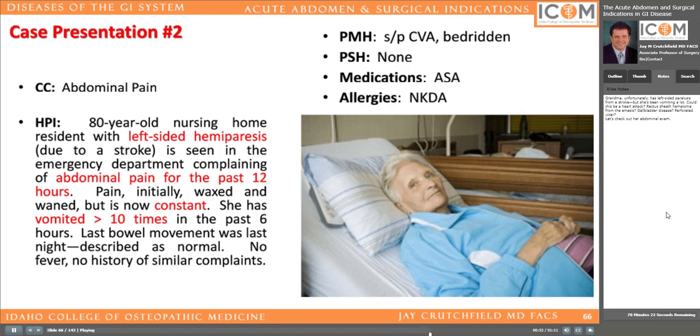So it looks like grandma here has unfortunately had a left-sided paralysis from a stroke. She's been vomiting a lot. Could this be a heart attack? Could she have a rectus sheath hematoma from all the vomiting? Could this be gallbladder disease or perforated ulcer? Well, let's check out her abdominal exam in the next slide.